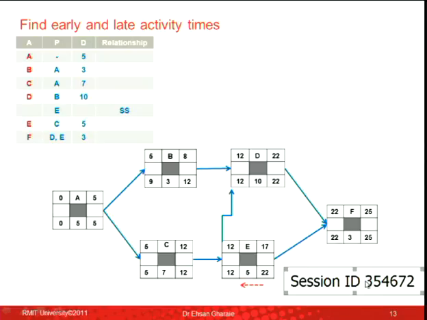However, there is another arrow going backward into activity E. So I can go 22 minus 5, which would give me 17, or I can take the 12 from there and put it there. So between 12 and 17, I choose 12. I'm going backward, so I choose the earlier date. I choose the smaller figure. So between 12 and 17, I choose 12.